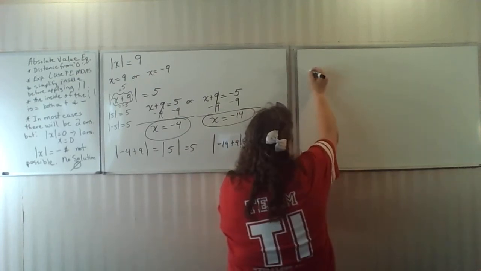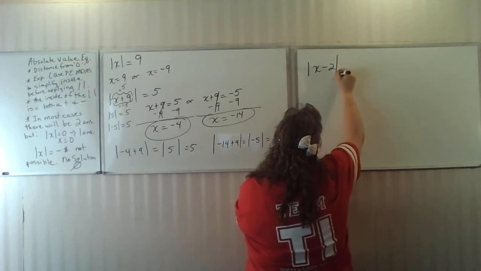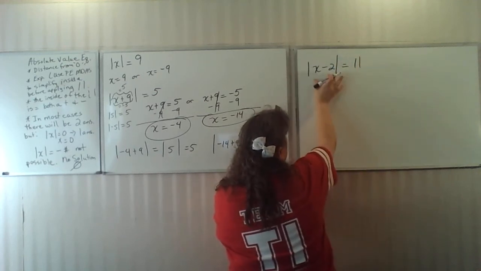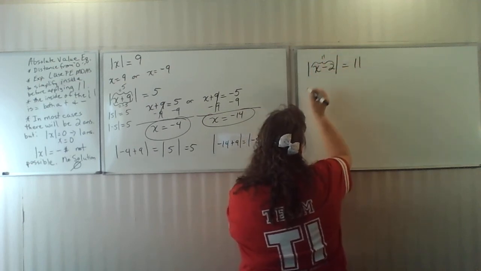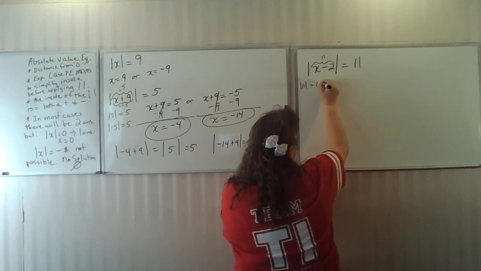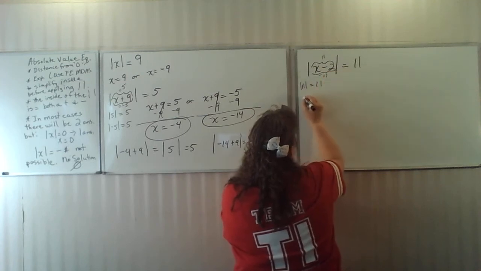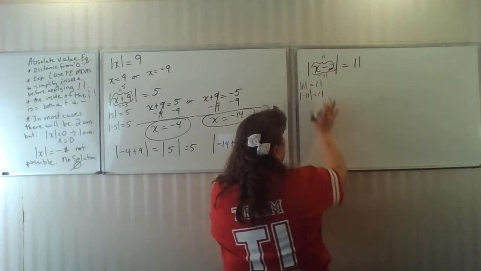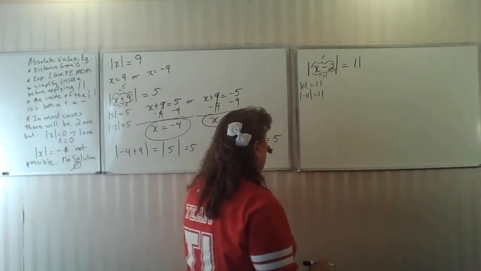Let's do one with the minus in there. The absolute value of x minus 2 is equal to 11. Okay, remember, this thing inside here can either equal that positive 11 because the absolute value of 11 will equal 11, or it can equal a negative 11 because the absolute value of a negative 11 equals 11. You don't need to show this part. I'm just showing you why it is, okay?